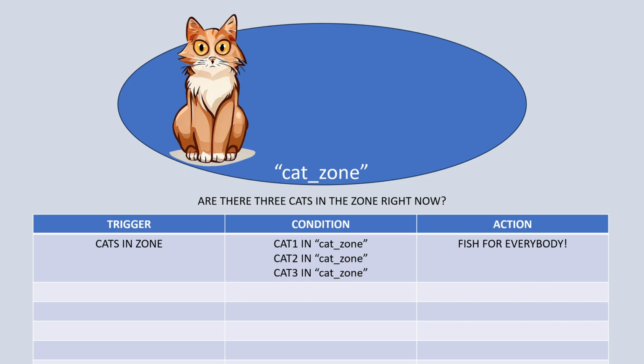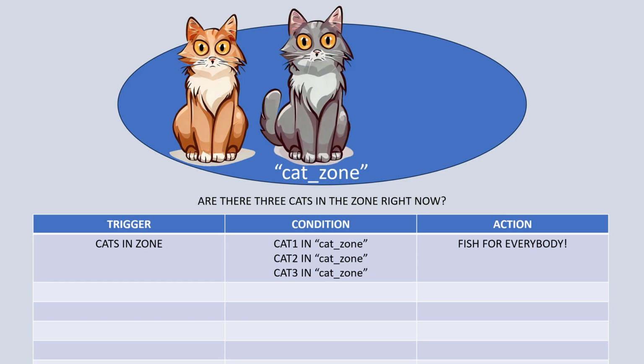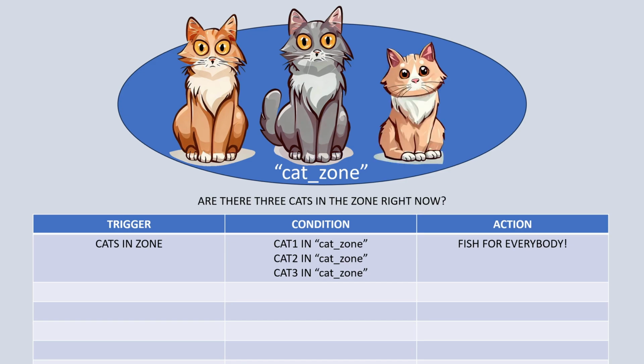Alright, the first cat has appeared. The trigger has not fired yet because not all cats are inside the zone. Here comes Meowser 2. We're close, but we're not quite there yet. We're still waiting for the third cat. Hey, look everyone, cat number 3 has joined the others. The trigger will now fire. Fish for everyone.